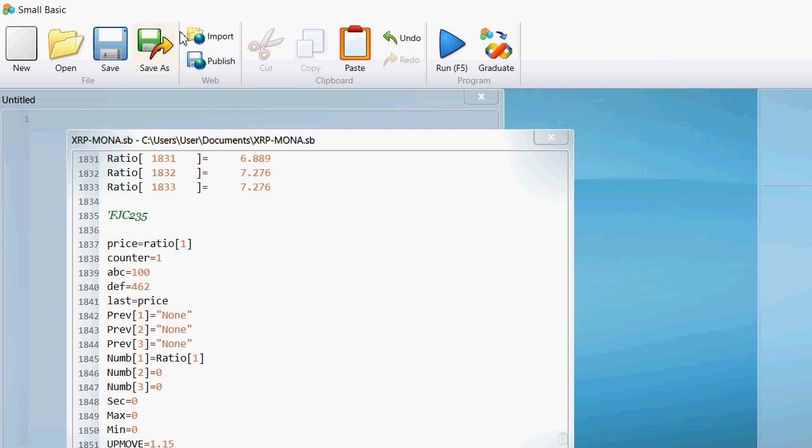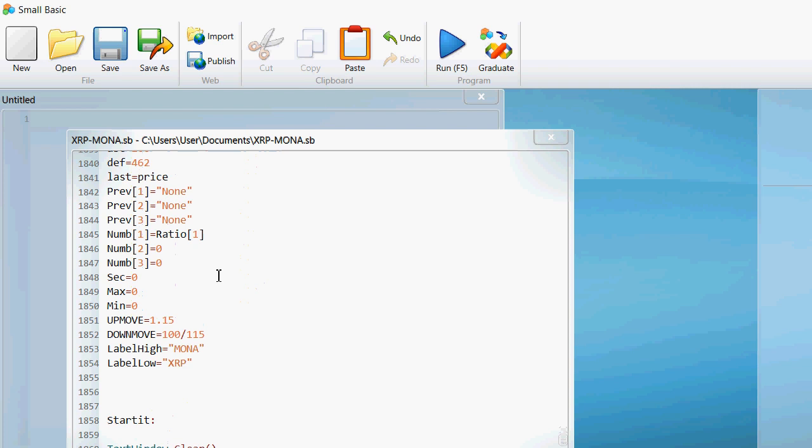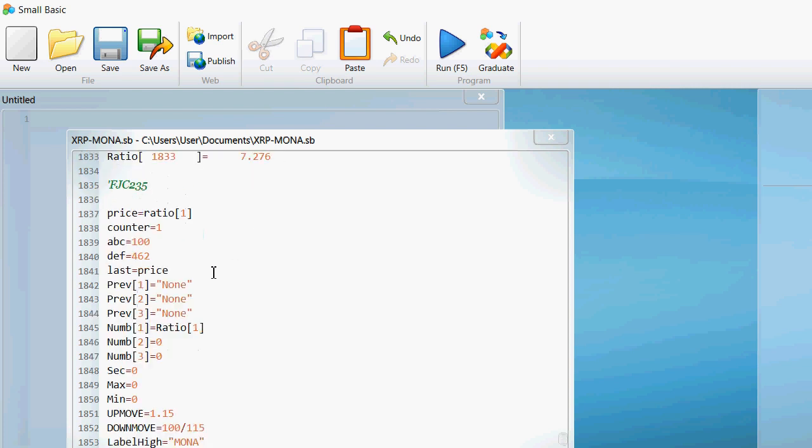It's available on Windows. It's good for Macintosh or Apple, I don't know what to do about that. However, with Windows-based computers, you have the program. This is 1,833 days between Mona and Ripple.